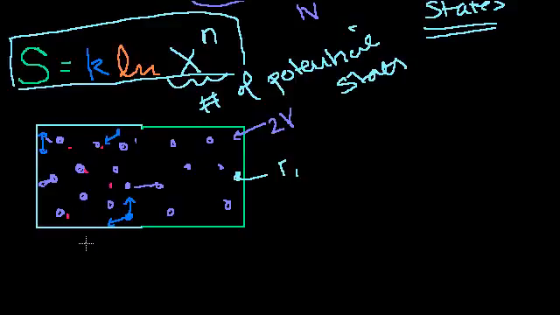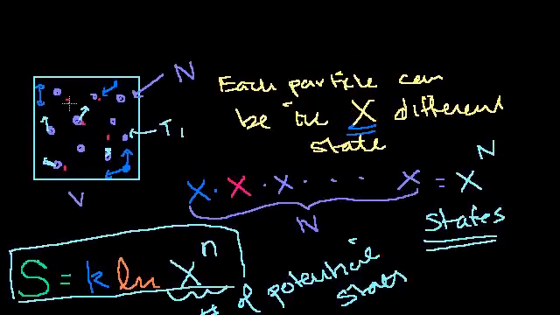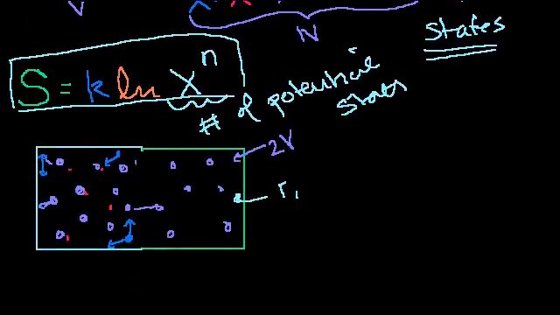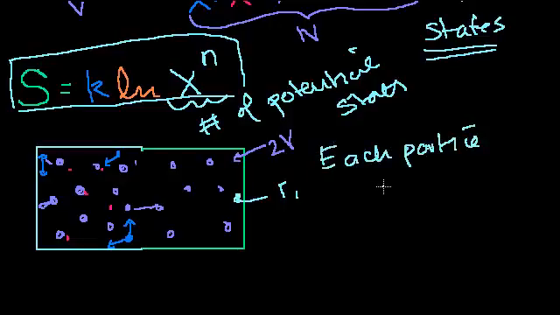Now, let's do our computation again. In our old situation, when we just looked at this, each particle could be in one of x places or one of x states. Now it could be in twice as many states, right? Now each particle could be in 2x different states. Why do I say 2x? Because I have twice the area to be in.